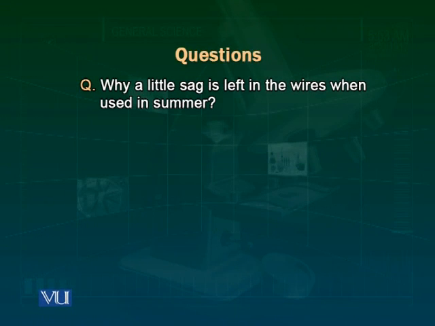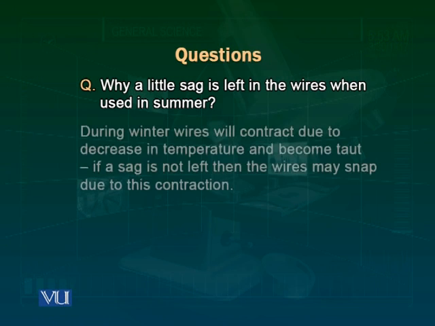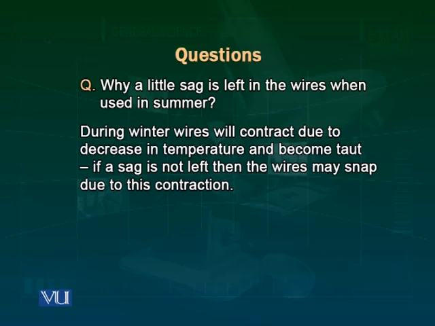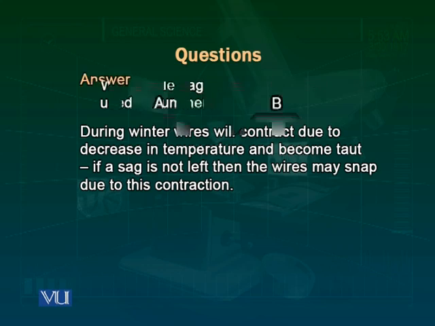Now, if you appreciate the fact that in winter, the wires are going to contract, then if they're not given this sag, in winter, when they contract, they're just going to make the poles collapse. And that is why some sag is given. So either the poles are going to collapse or the wire is going to snap, which can also be dangerous for us as we go along.